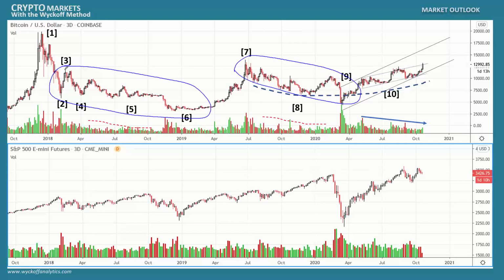Both of them are downsloping ranges. So you could see how the structure unfolds here. Here's more of the wedge formation. Here's more of the downsloping structure right here. In both cases, another flashcard, the movement down concludes with the emergence of institutional presence.